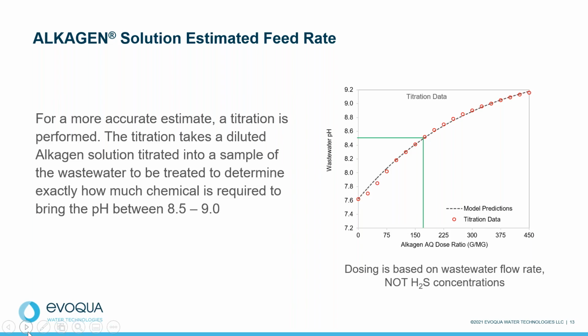So we take a diluted sample of the Alkagen that we're going to use and a sample of the wastewater, and titrate to determine how much chemical is required to get the pH between 8.5 and 9. That way we can accurately determine how much chemical is required for that specific system.